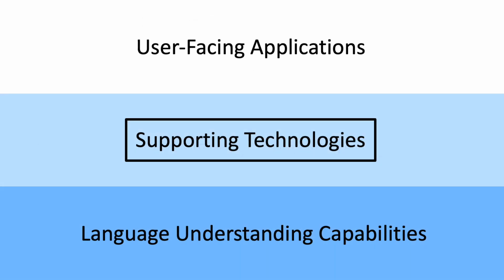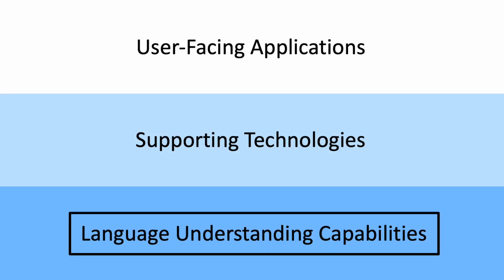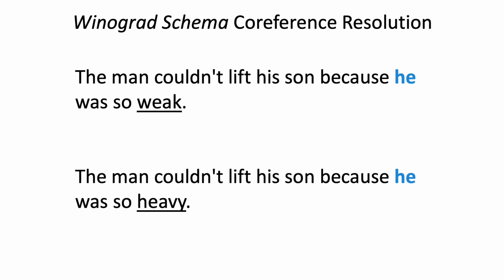Now we'll move on to our third category. These are not user-facing, and we're not even sure that they'll be helpful for any user-facing applications. But we study them because they can help us to assess how well our systems are understanding natural language. One example is Winograd schemas. These are coreference resolution tasks that are especially designed to require world knowledge or reasoning to be able to solve. These two sentences differ by only one word, yet that word changes the referent of he from the man to his son.